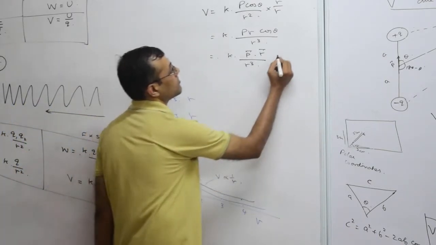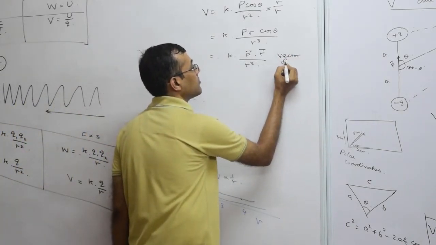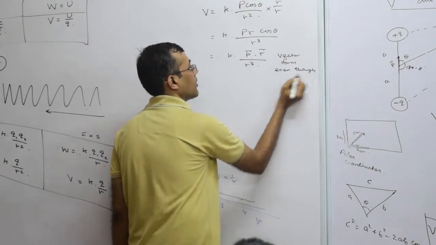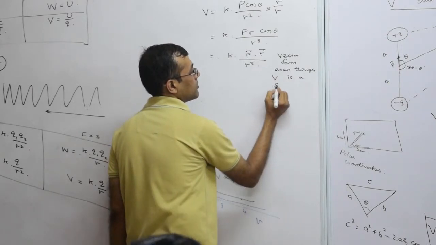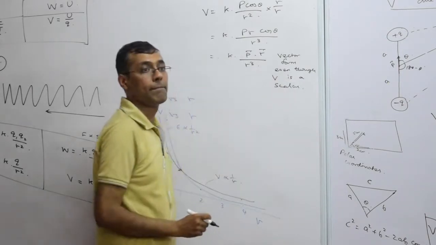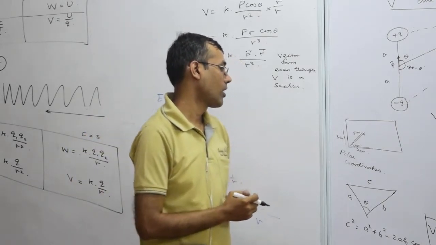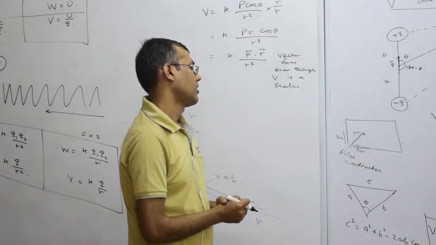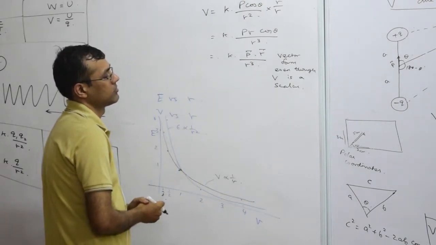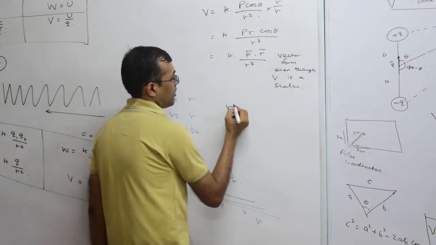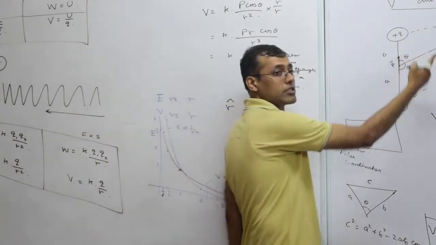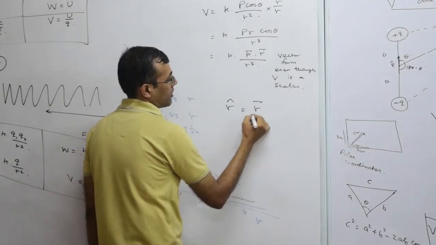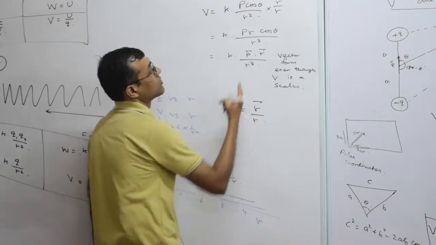So this is a vector. Even though V is a scalar, it's not R cap by R. See, R cap means unit vector. So how can you get a unit vector? R vector by R. It's actually the same thing.